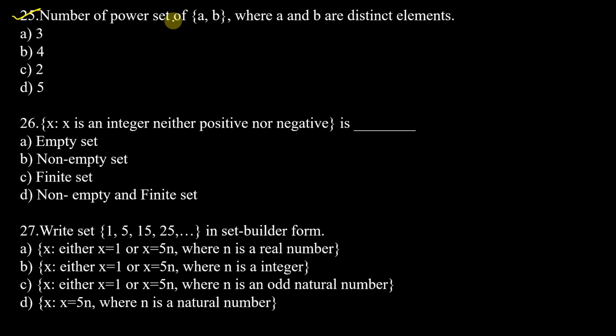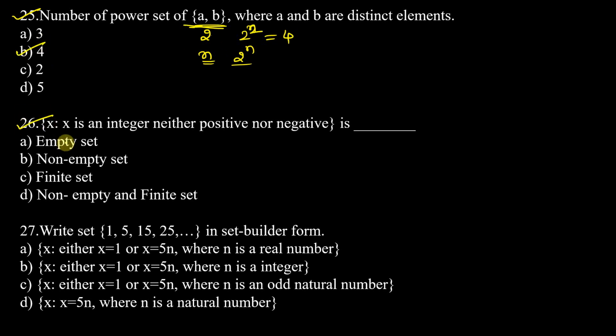The number of power sets of {A, B} where A and B are distinct elements. So how many elements are there? 2. If there are n elements, the number of power sets is 2 power n. Here when n is 2, the number of power sets is 2 power 2, which equals 4.